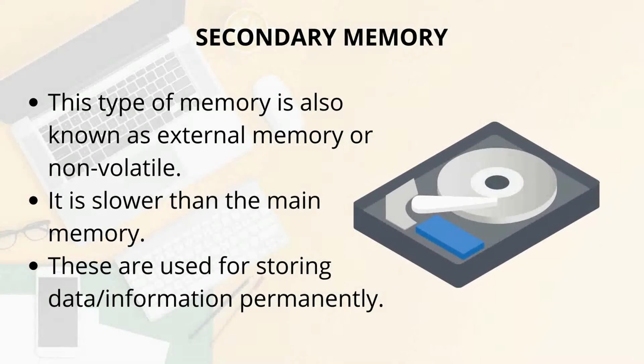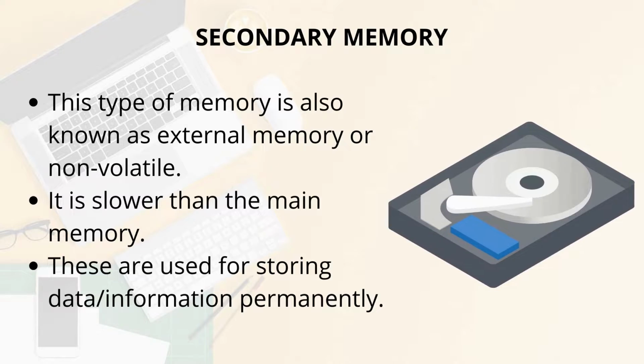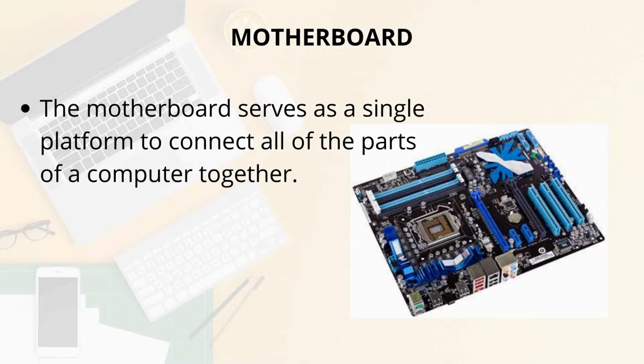Secondary memory. This type of memory is also known as external memory or non-volatile. It is slower than the main memory. These are used for storing data and information permanently. Motherboard. The motherboard serves as a single platform to connect all of the parts of a computer together.